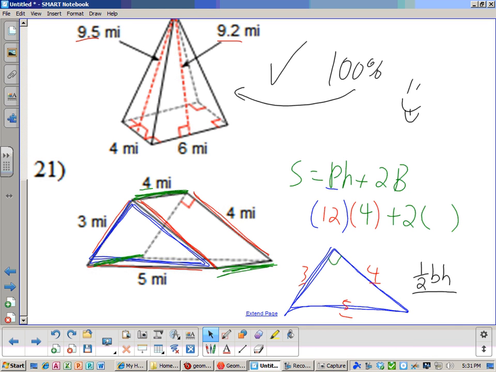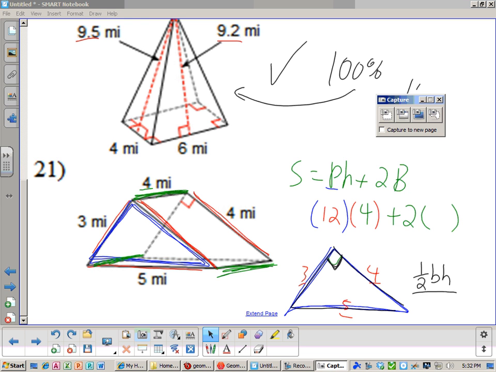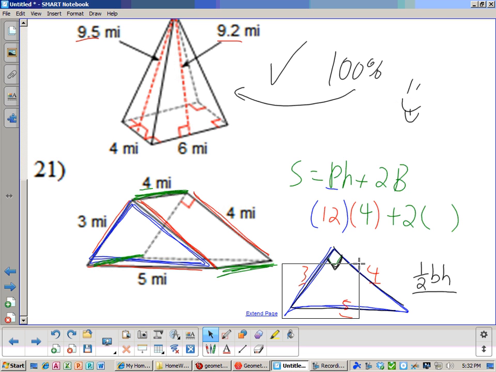The only problem is the way a triangle is set up right now, you can't tell what's the base and what's the height. And I'm going to tell you right now, the right angle will tell you exactly what's the base and what's the height. The base is 4. So what would be the height? Would it be 5? Would it be 3? I don't know, you tell me. Let me just grab this capture tool.